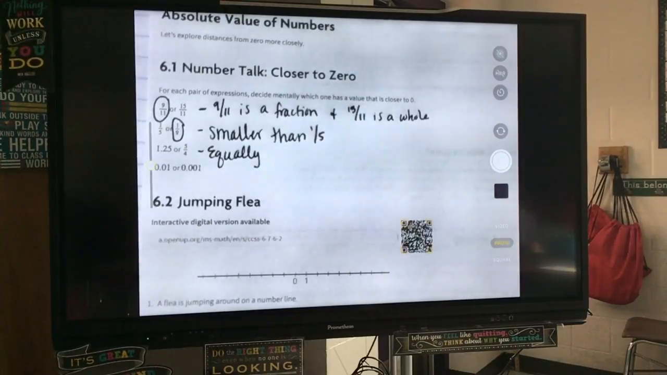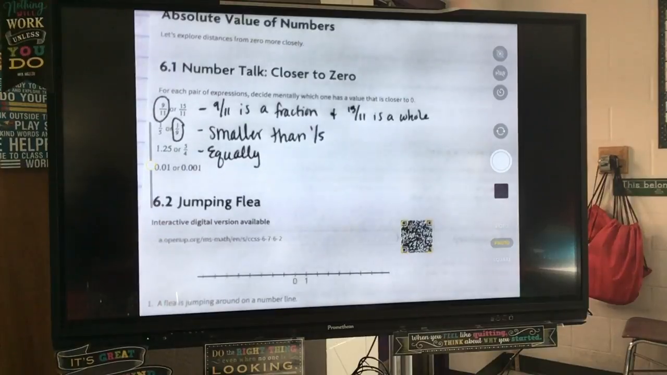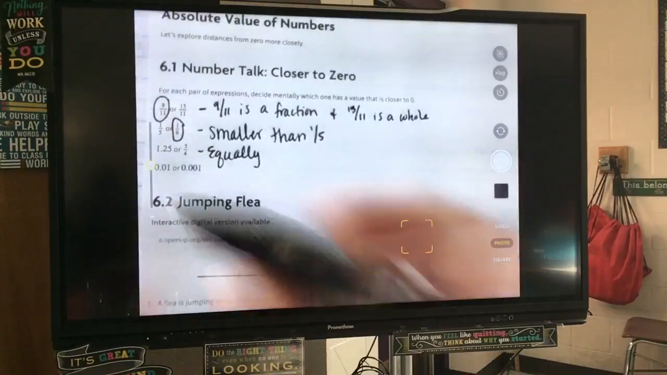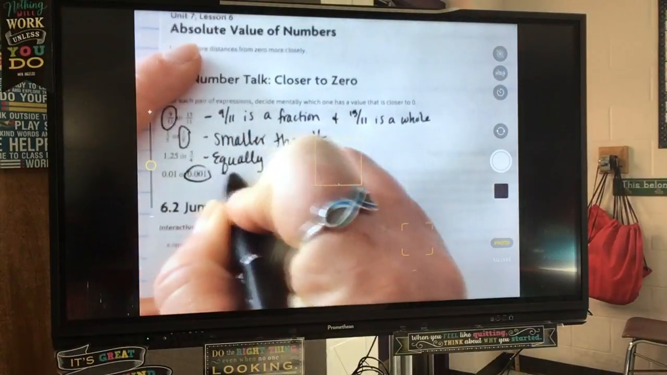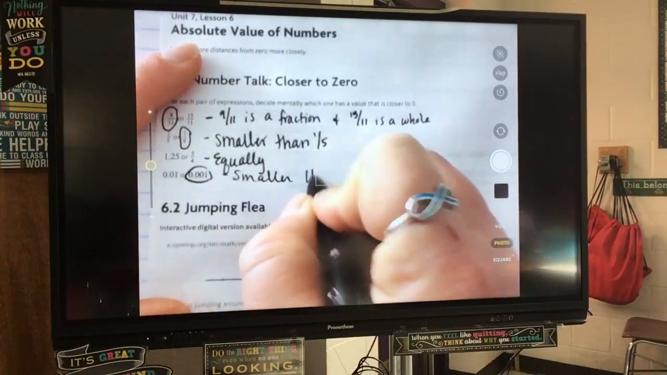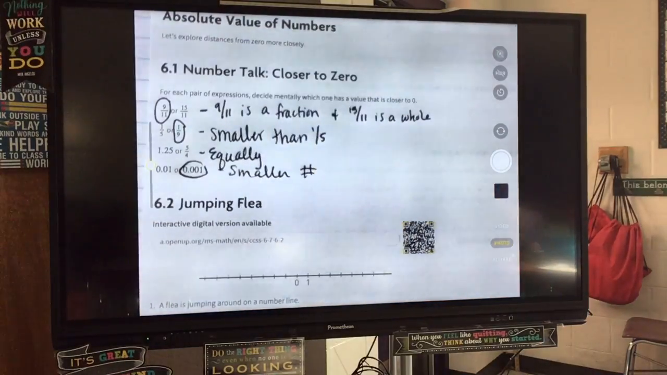Alright, the next one. 100 or 1,000. Which one is closer to 0? So stand up if you say 100. Kira, why'd you change your mind? I don't know what decimal numbers are called. Well, which one is closer to 0? The second one. Why? Because it's a smaller number. I mean, honestly, yeah. The 1,000 is a smaller number.